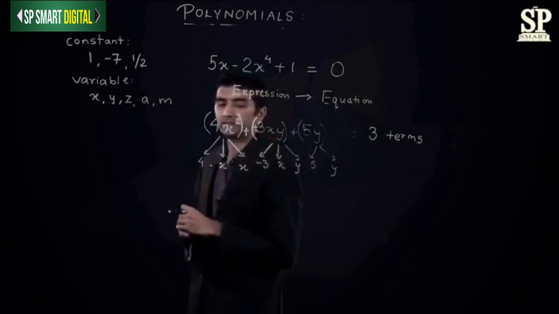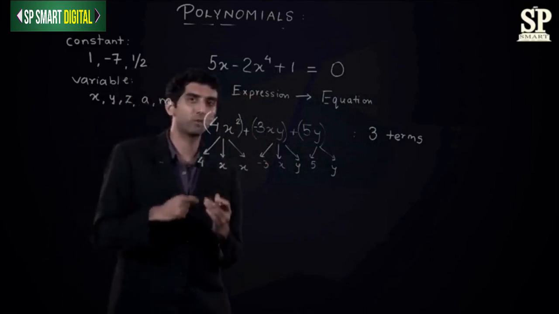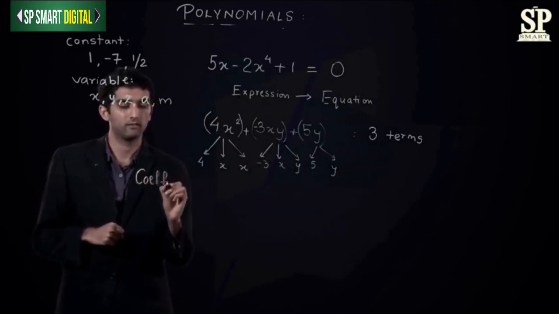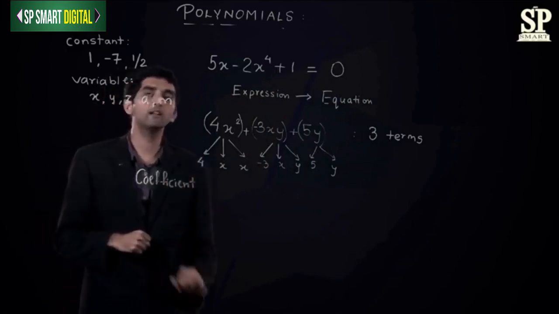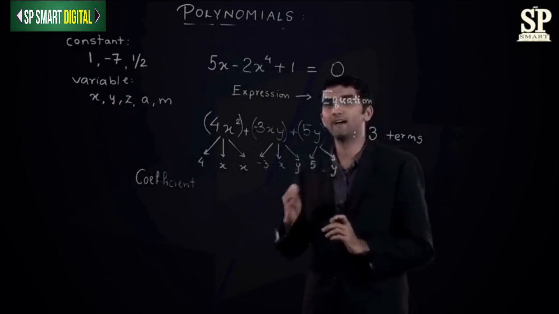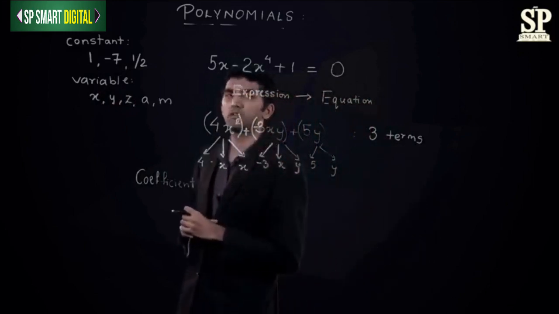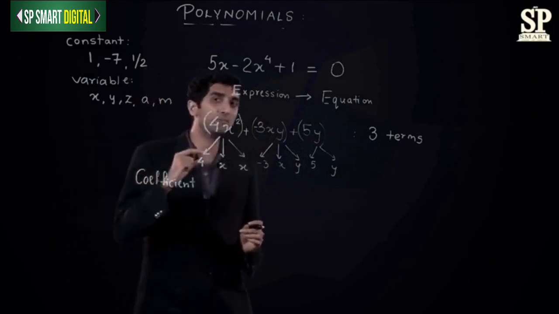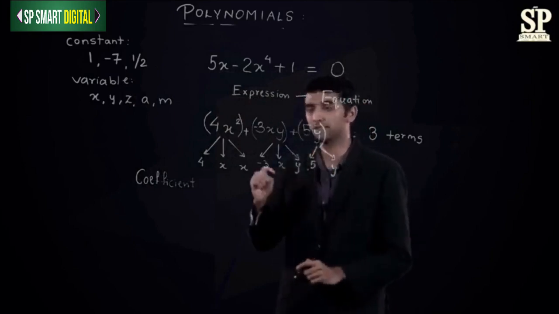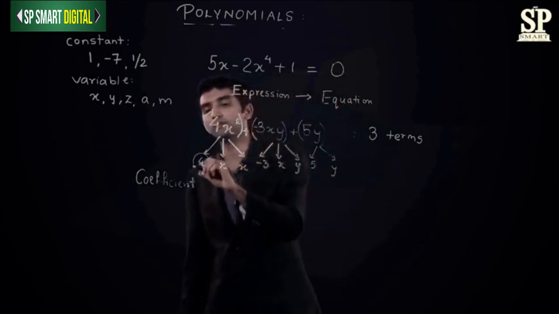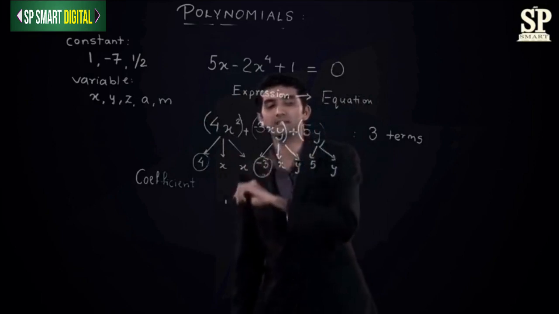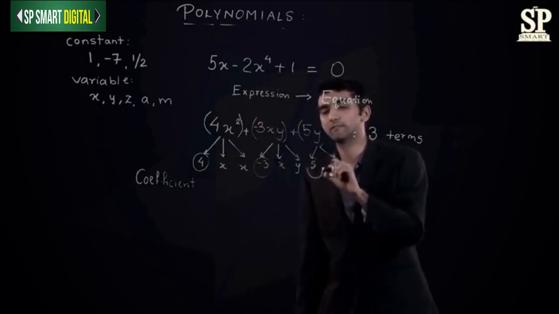Now here, there is one more very important thing which I want to discuss with you, and that is called a coefficient. In a particular polynomial expression, every particular term will have a coefficient. And let us understand what a coefficient is. A coefficient is nothing but that constant term which you can see before the variables. So in this very first term, the coefficient is 4. Here, the coefficient is minus 3. And here, the coefficient is 5.